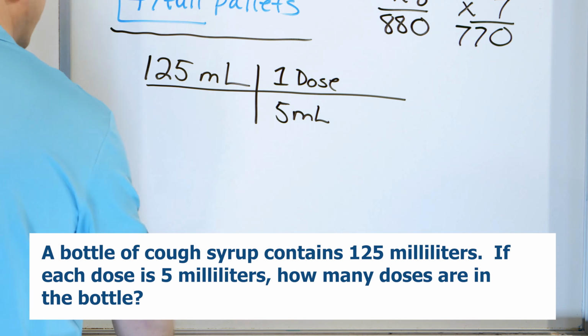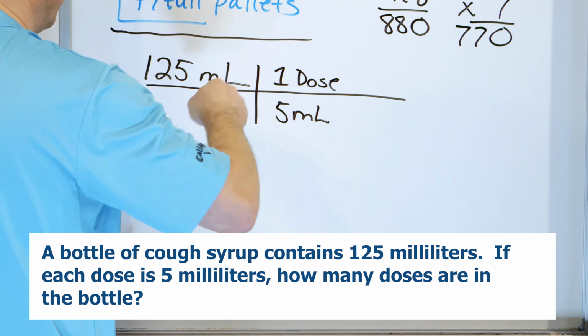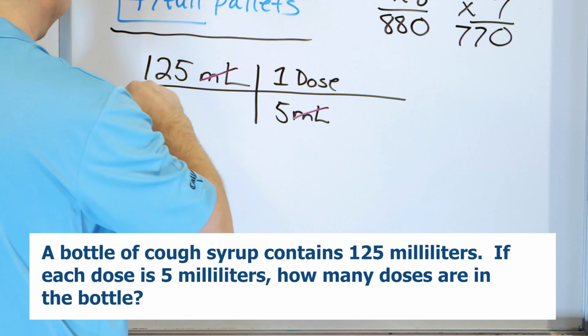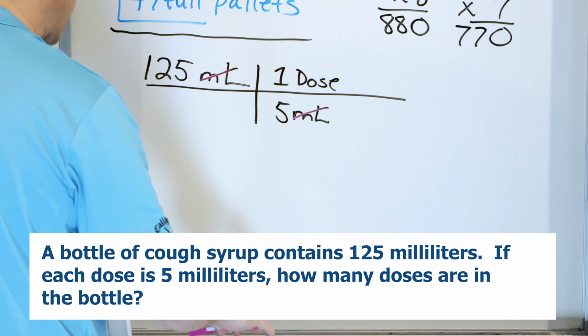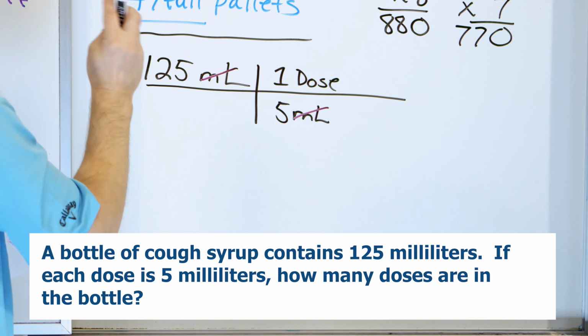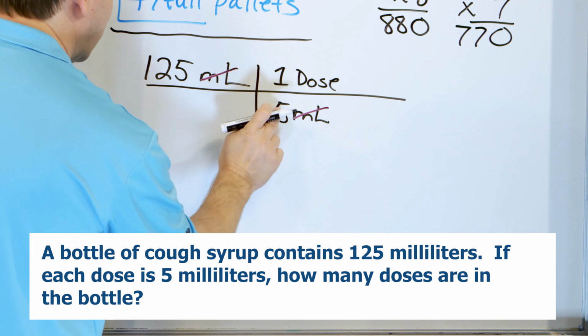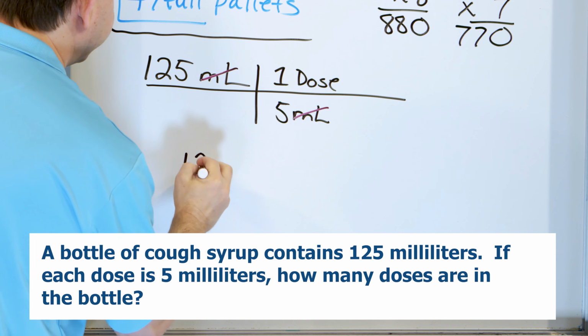Why do we write it like this? Why don't we put dose on the bottom? Because if we put dose on the bottom, nothing will cancel. But this is the only way the milliliters cancel, and the answer we get out is how many doses. The question wants to know how many doses. So take the 125 times the 1. Divide by 5.